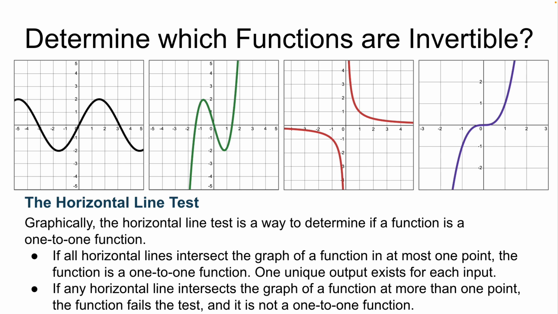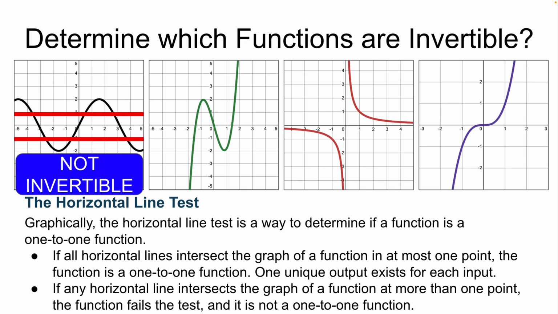Let's take a look at these four graphs. And remember, these four graphs are linked in the video description. Let's draw some horizontal lines through the first graph. This first graph looks like a wave, and in fact, any horizontal line will touch the graph in more than one point. So this function is not one-to-one. If it's not one-to-one, then it is not invertible.